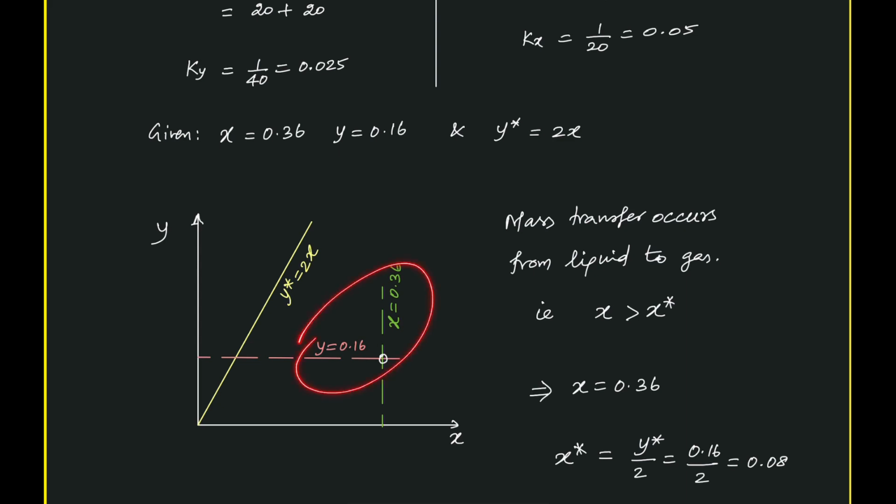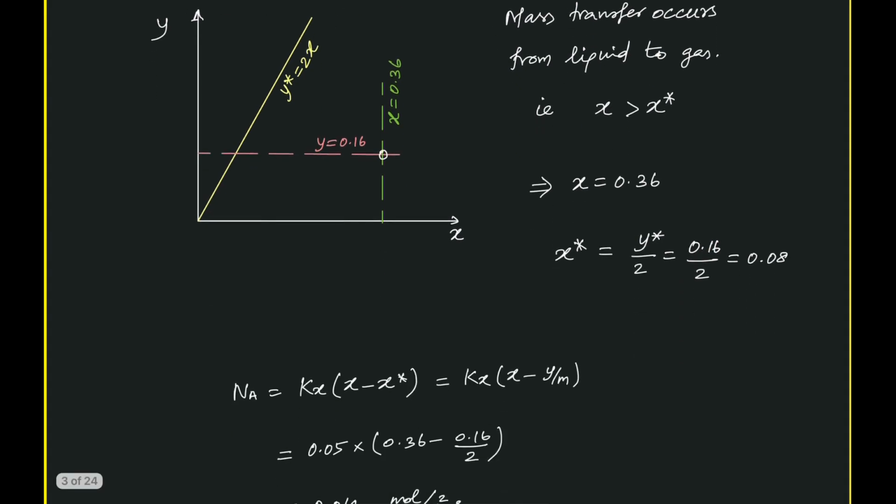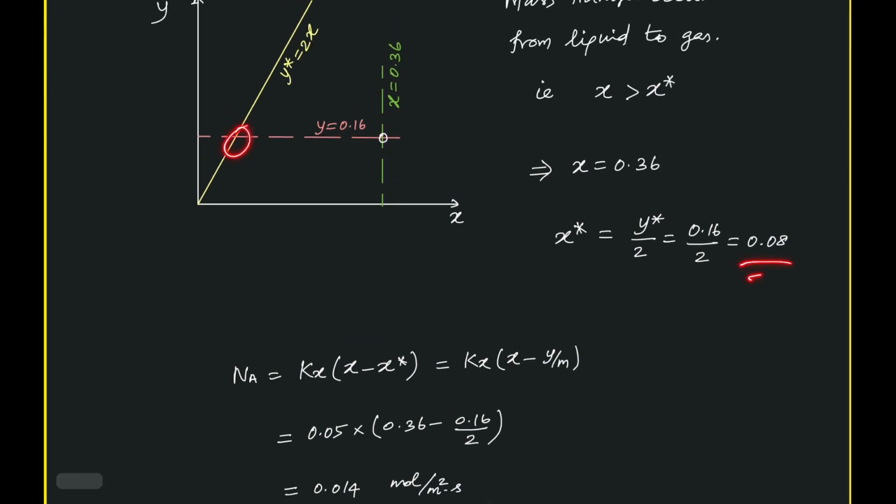So definitely we can say that the transfer is going to happen from liquid to vapor, liquid to gas here. You can say this 0.36 is definitely higher than the equilibrium concentration. The equilibrium concentration corresponds to this y. What is the x? The x corresponding to this 0.16 is estimated to be 0.08. This is from the equilibrium relation. So this point and this point values are now available: this is 0.36 and this is 0.08.